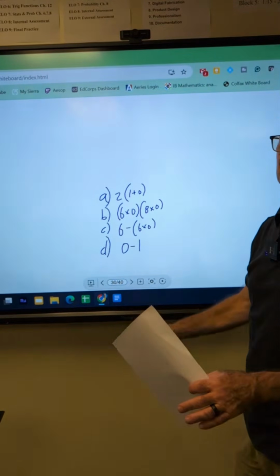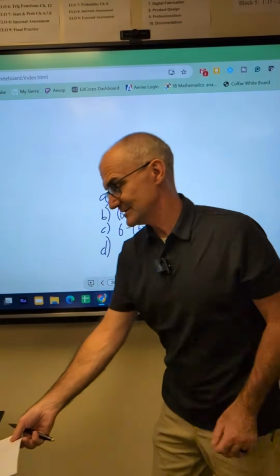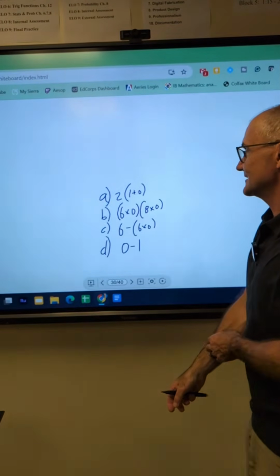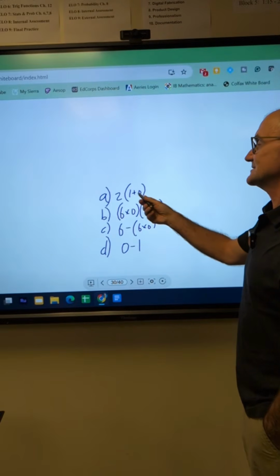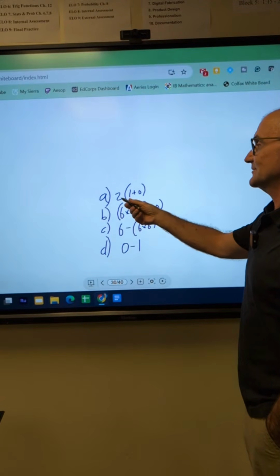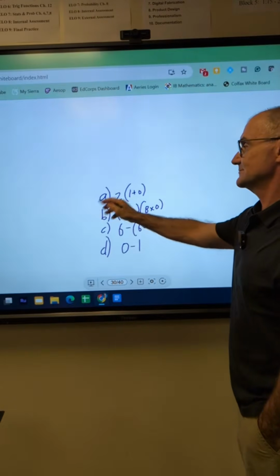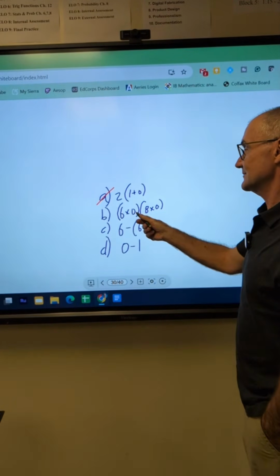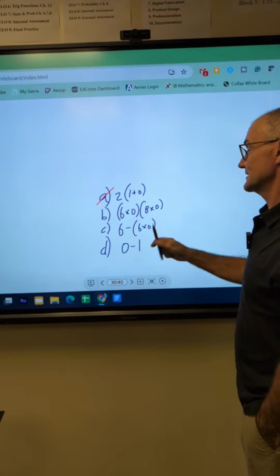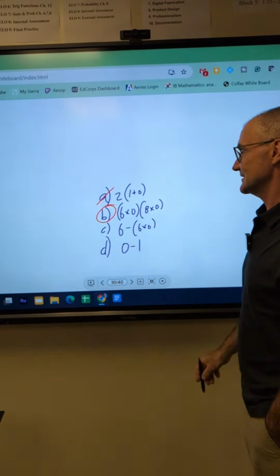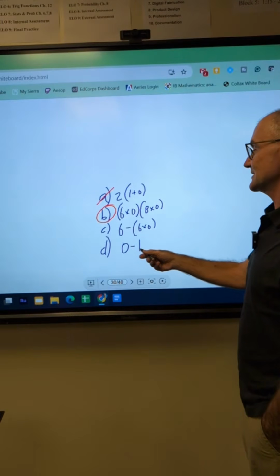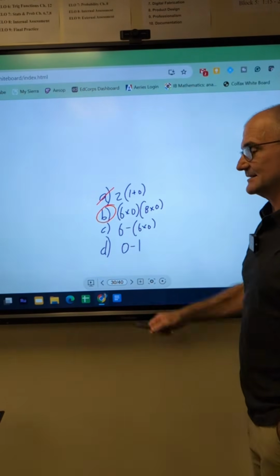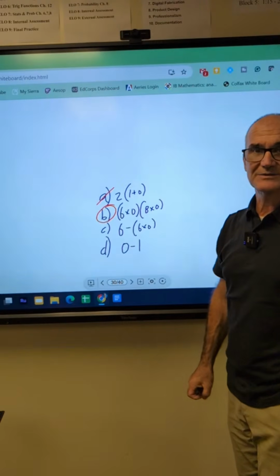So this is the mathematical knowledge. Do you understand the properties of 0? So here I have to do my parentheses first. 1 plus 0 is 1. 1 times 2 is 2. Well, that's not equal to 0. 0 times 0 is 0. Correct answer right there. 6 minus 0, 6. 0 minus 1, negative 1. Correct answer is answer B right there.